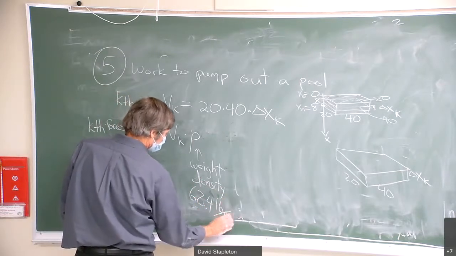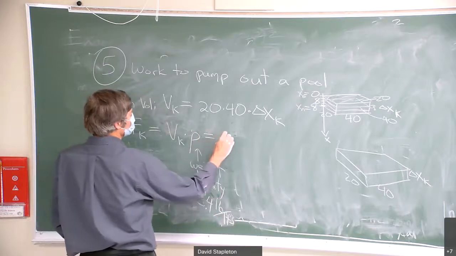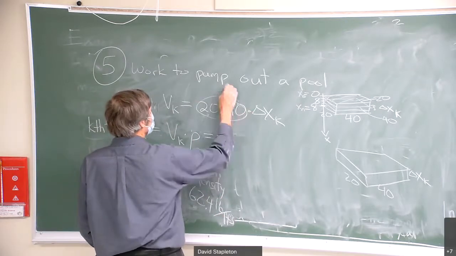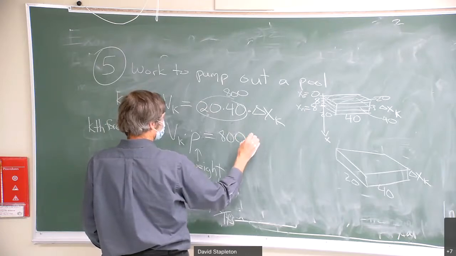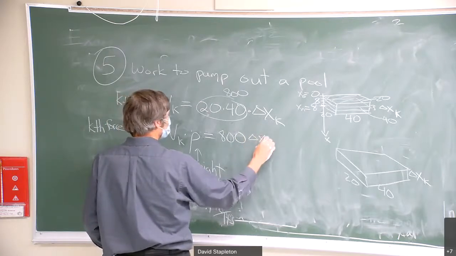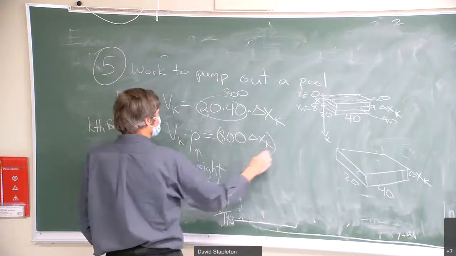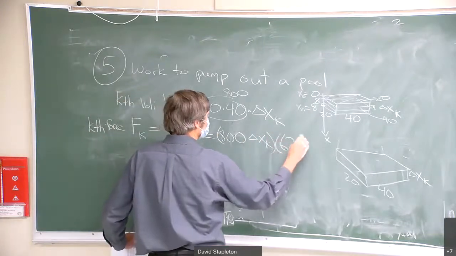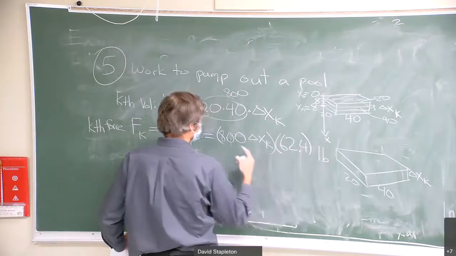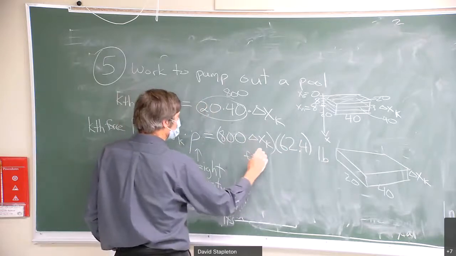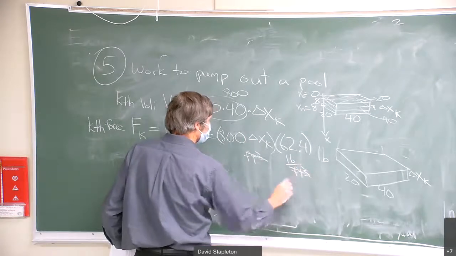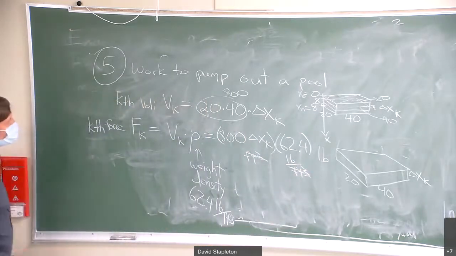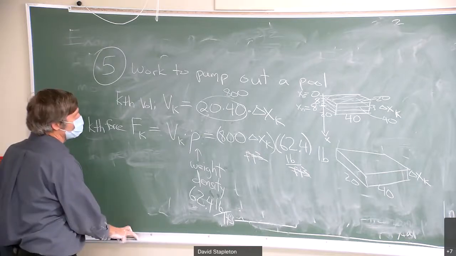So we can say that Fk is 800 times delta xk, and then times rho, which is 62.4. And this gives you pounds, right? Because this is cubic feet, and this is pounds per cubic foot. And they cancel, so there's pounds as a weight, it's a force. That's how many pounds each slab weighs with thickness delta xk.